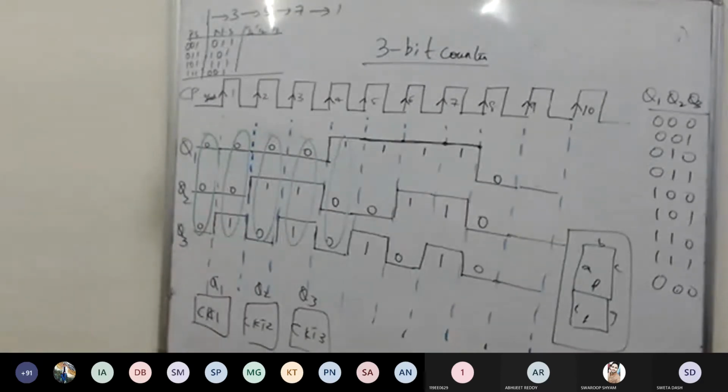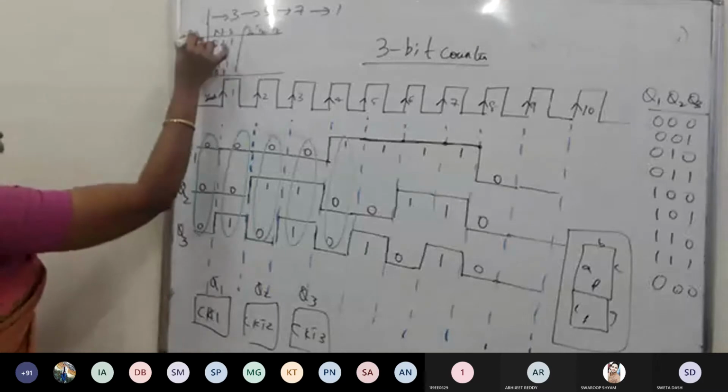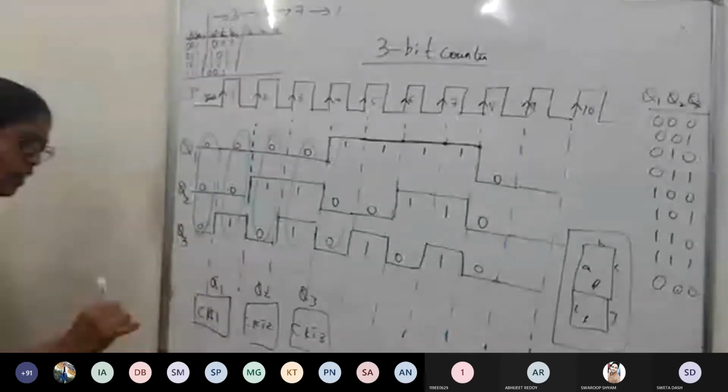Be crisp. Quickly. This is 1, 2, 3. I will take Q1, Q2, Q3. Okay. Q1, Q2, T1, T2, T3 here. Quickly.